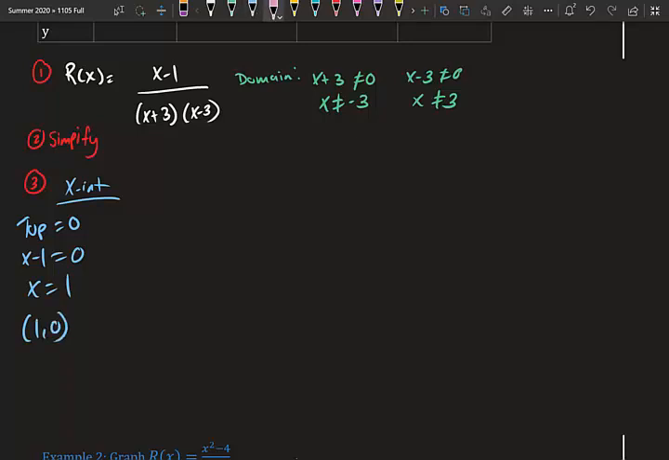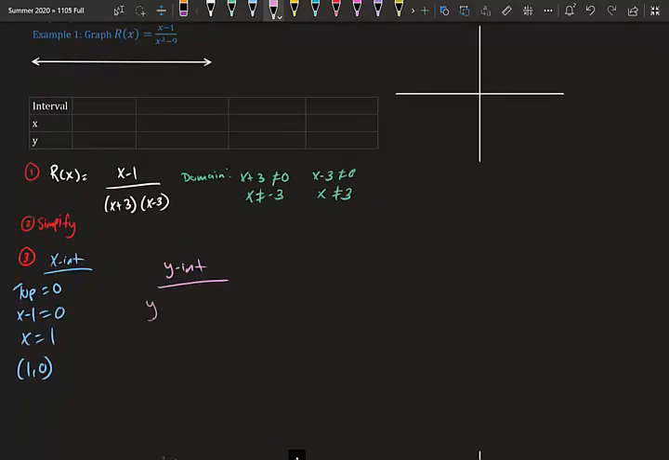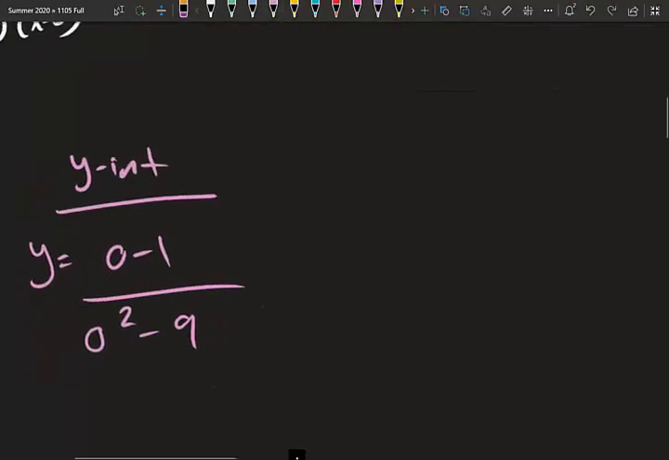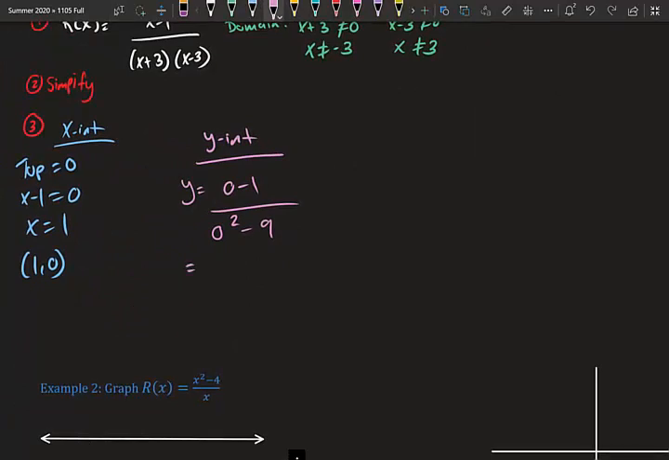Now, sadly, there's no trick for y-intercept ever. There's never a trick besides like lines and quadratics. But seriously, there's never tips or tricks for y-intercept. We just have to find it. So to find it, we make x equals 0. So we have y equals 0 minus 1 over 0 squared minus 9. I'm plugging it into our function, our fraction, which is a function. And then we just simplify. No tricks here. So we have negative 1 over negative 9. And that just comes out to 1 over 9. So our y-intercept is 0, 1 over 9.